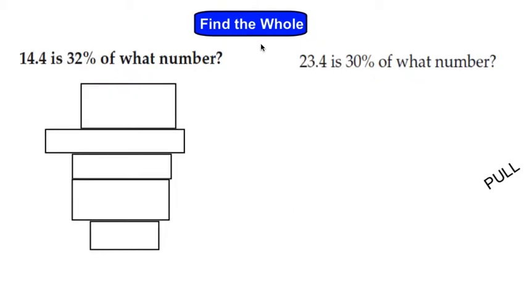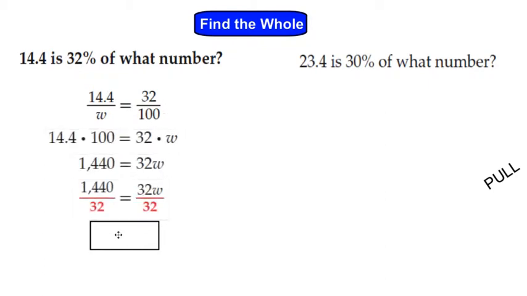Find the whole. This is the third scenario. Well, here we have the is. We have 14.4. We have our percent for the right-hand side. We're looking for the denominator, the of what number? So 14.4 is over of is the unknown, equals the percent over 100. Cross multiplying and dividing, we get W equals 45.